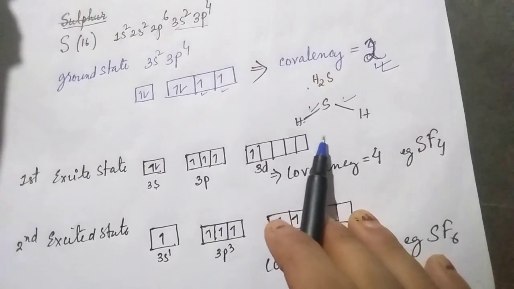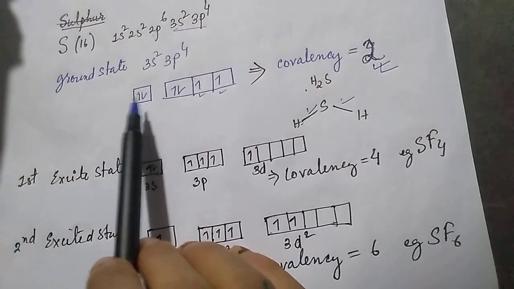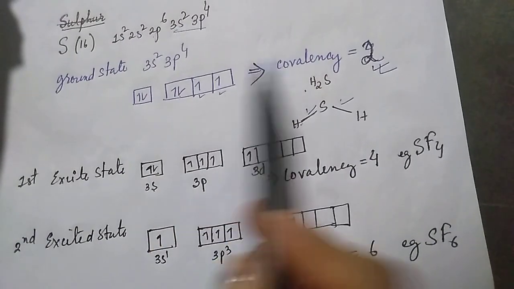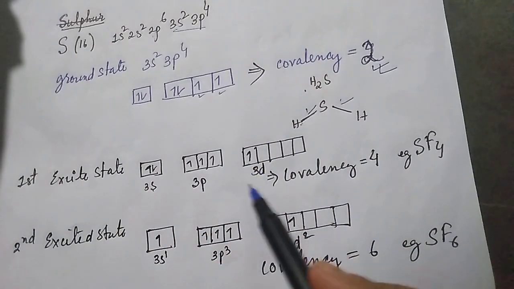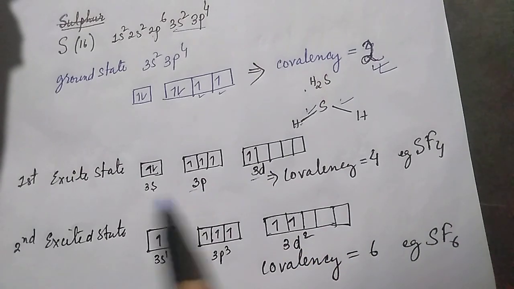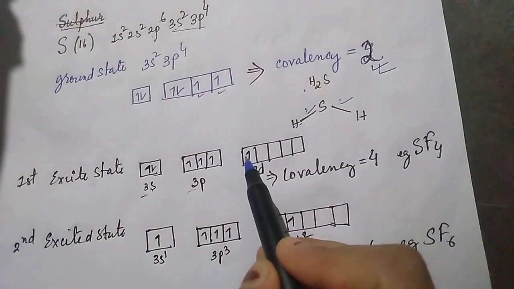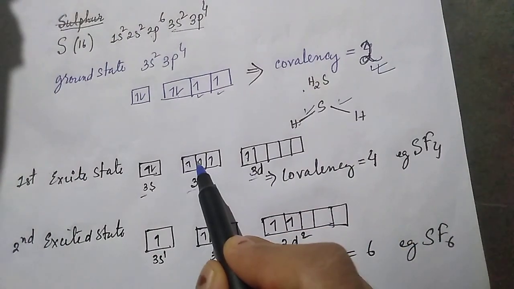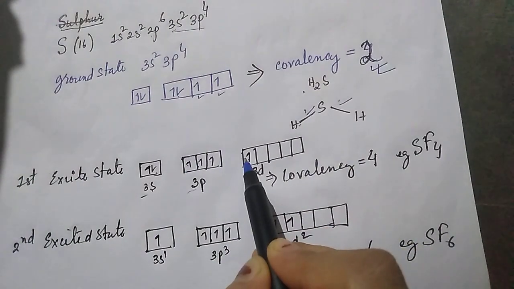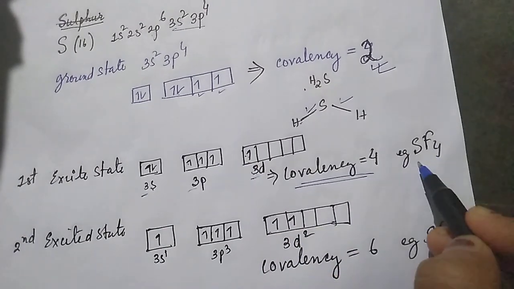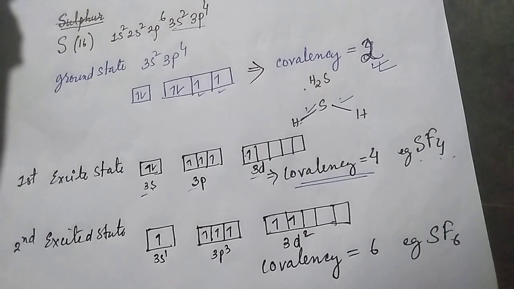Now let us excite it. We have excited the 3p electrons to the next orbital, that is 3d, because it is of similar energy level, 3 3 3. So after exciting, how many unpaired electrons do we have? 1 2 3 4. So 4 unpaired electrons means the covalency will be 4. An example is SF4.